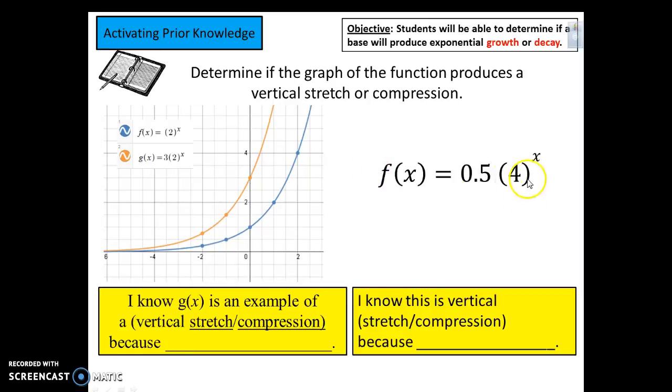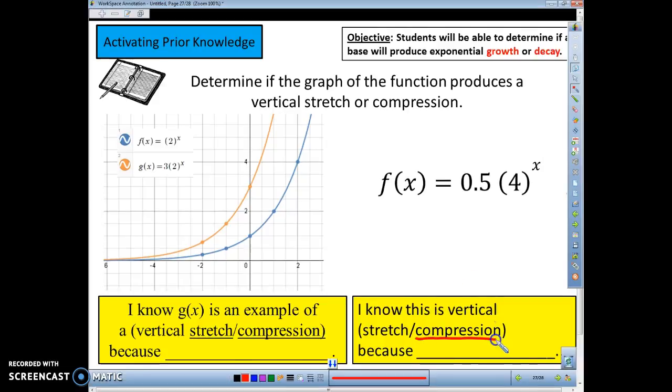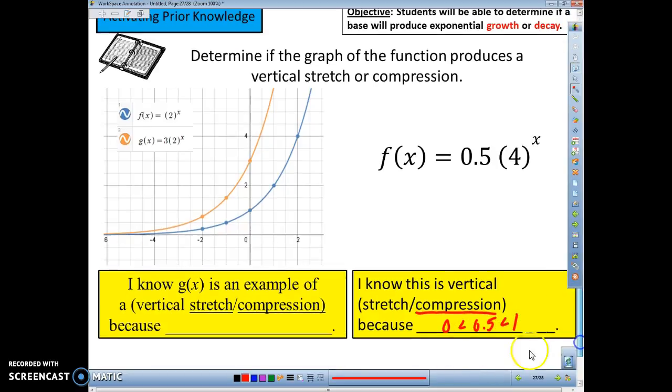Additionally, if we just have the function itself here, I know that this is an example of vertical compression because my a value is between 0 and 1. 0.5 is between 0 and 1, and however you write that is completely okay. So that is in your prior knowledge.